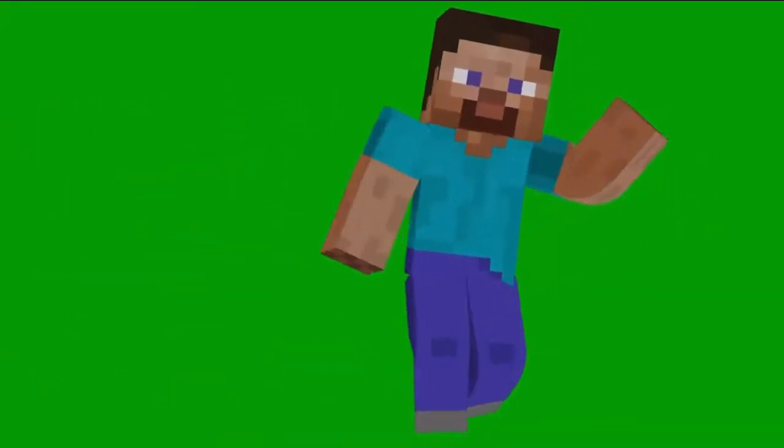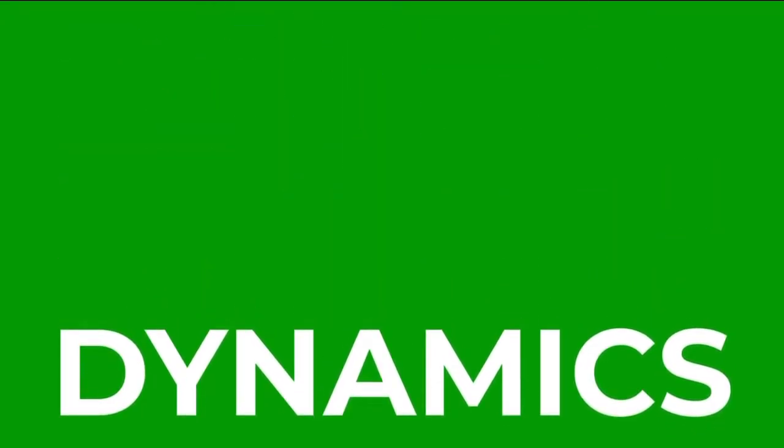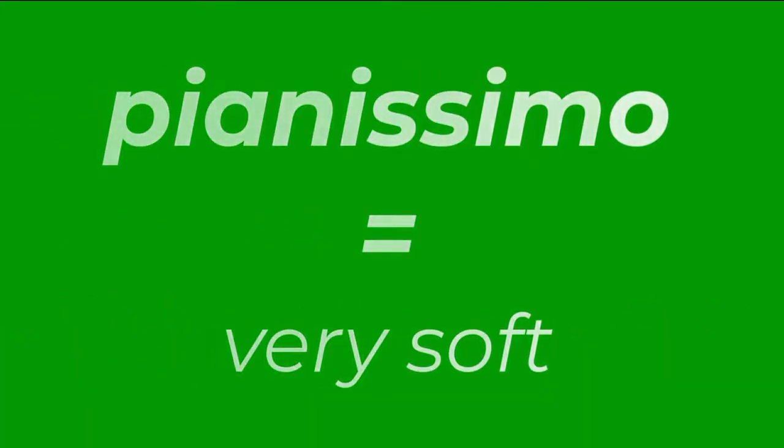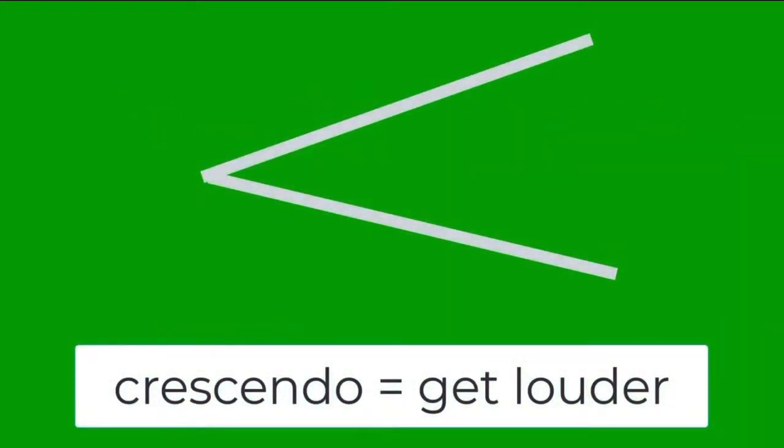The combinations are limitless. Dynamics tell us how loud or soft to play music. Italian words are used again to describe how music should be played. A word like pianissimo tells us that we should play the music very soft. And a word like mezzo forte means to play the music medium loud. You might also see a sign that looks like a V on its side, and that means crescendo, or get louder.